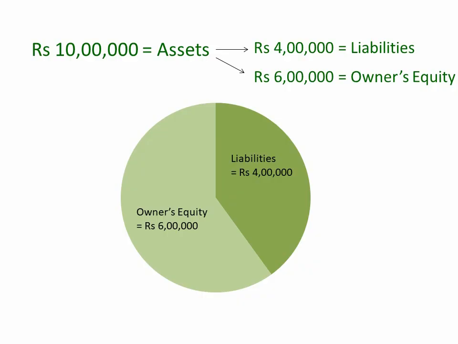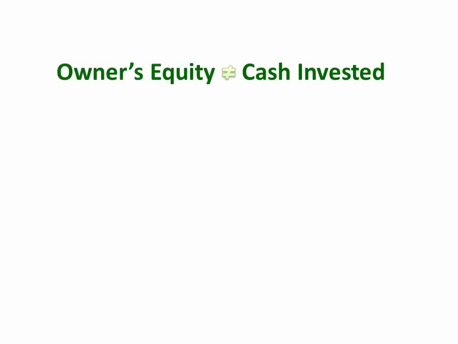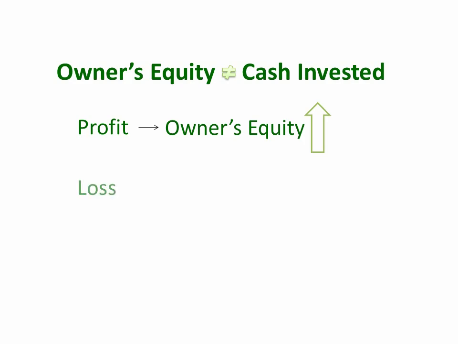Here is something important. Owner's equity doesn't simply mean the cash the owner has put into the business. It represents the owner's overall claim on the business. So if the business makes a profit, the owner's equity can increase. If the business makes a loss, the owner's equity can decrease. And if the owner takes money or assets out of the business for personal use, the owner's equity can also decrease.